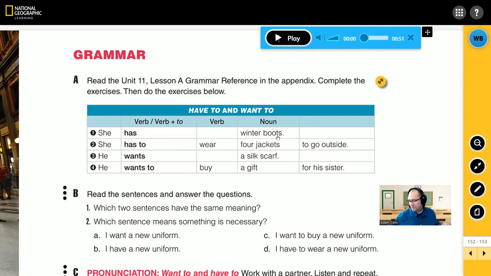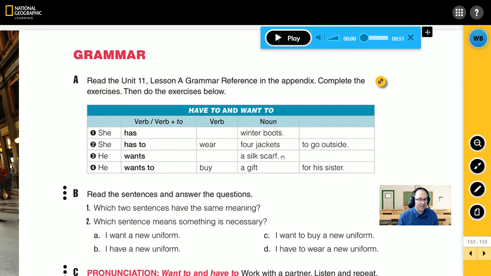What else do I have? I also have a phone. Okay. So these are all have. Now, the grammar has to is something you must do, right? So she has to wear 4 jackets to go outside. So this is different. It looks the same, right? Because it's has, but again, I have a phone and then I have to do something. So I have to wear 4 jackets to go outside. And I really like that the book put these together, right?